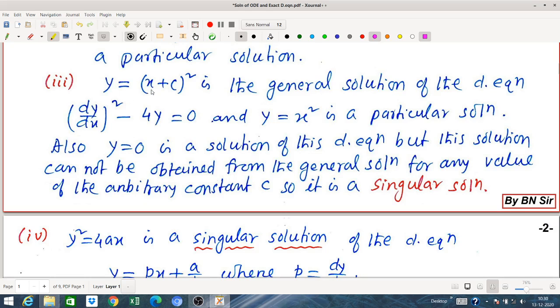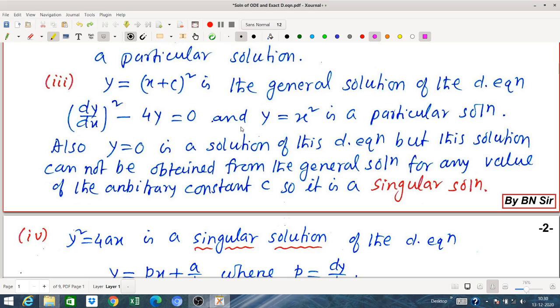If we differentiate y equal to (x plus c) whole squared, we shall get dy by dx equal to 2(x plus c), twice x plus c. If I put that here, it will be 4(x plus c) squared, which means 4y, and there is already a 4y, so 4y minus 4y is 0. This means this relation satisfies this differential equation and it contains one arbitrary constant. That's why it is the general solution.